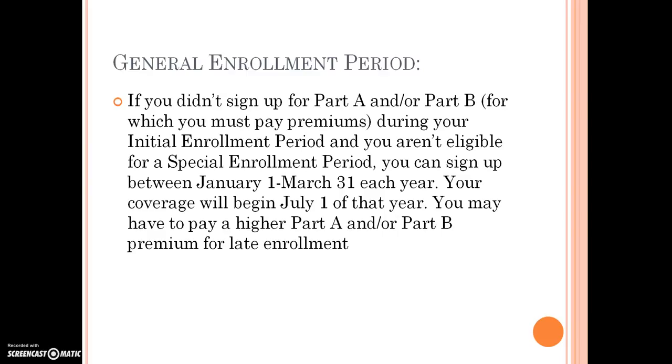You're going to have a general enrollment period, which applies if you did not sign up for Part A and/or Part B, for which you must pay premiums, during your initial enrollment period and you aren't eligible for a special enrollment period. You can sign up between January 1st through March 31st each year. Your coverage will begin July 1st of that year. You may have to pay a higher Part A and/or Part B premium for late enrollment.